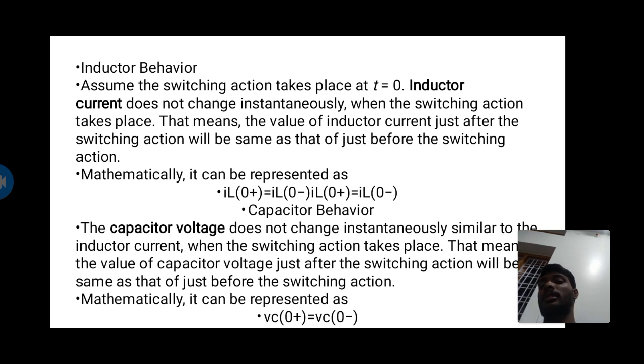Inductor behavior. Assume the switching action takes place at t equal to 0. Inductor current does not change instantly when the switching action takes place. That means the value of inductor current just after the switching action will be the same as just before the switching action. Mathematically, it can be represented as IL(0+) = IL(0-).